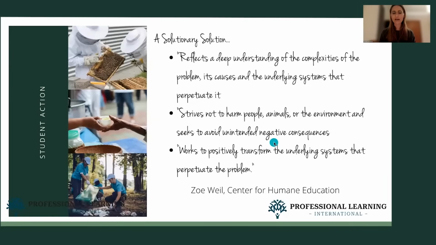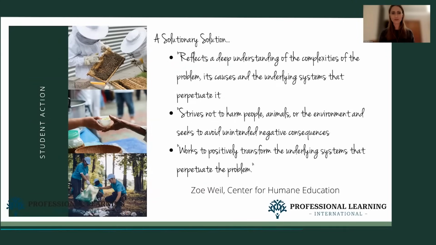So we're going to show you first a quote from Zoe Weil from the Center for Humane Education. If you don't know the Center for Humane Education, it's a great website that has lots of teaching strategies explicitly for the investigation of issues, whether they be ecological or human. And she talks a lot about creating solutionaries, and that's her term for change makers. And so she talks about solutionary solutions. And she says that these are all about reflecting a deep understanding of the complexities of the problem, its causes, and the underlying systems that perpetuate it, striving not to harm people, animals, or the environment, seeking to avoid unintended negative consequences, and working to positively transform the underlying systems that perpetuate the problem.